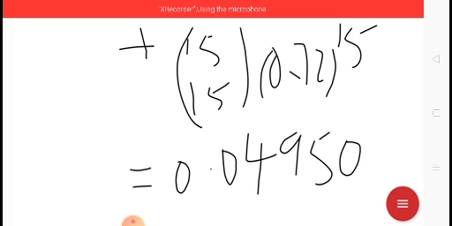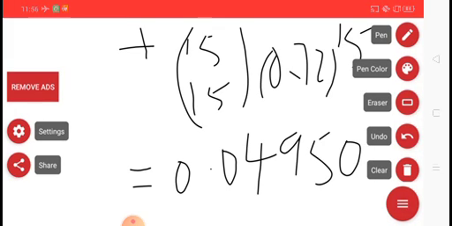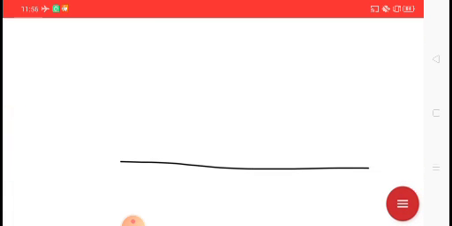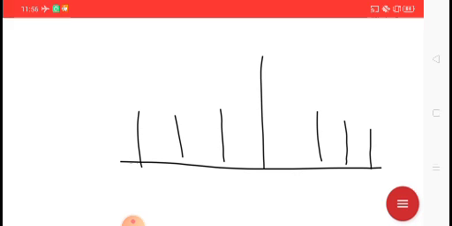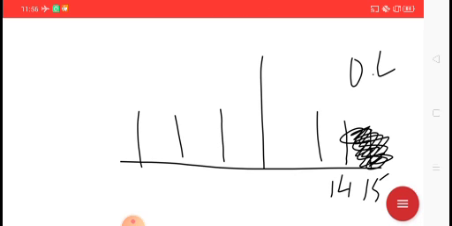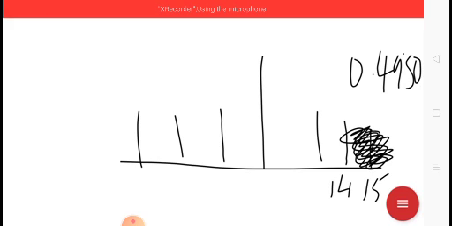So this 0.0495 represents which area? I actually don't need to draw, I just roughly draw. This is the distribution. From 14 to 15, if you add the probabilities together, it is 0.0495. That is the probability, the area.